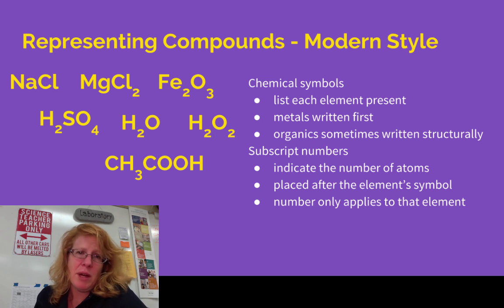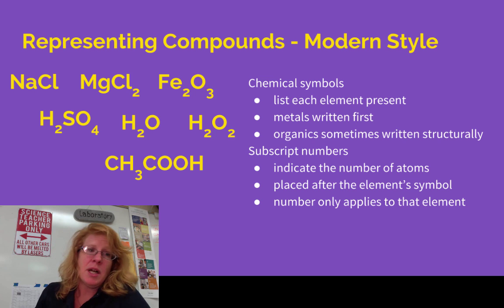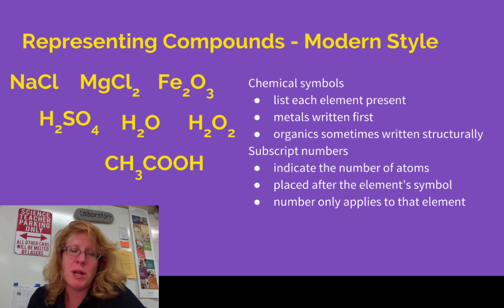So when writing the formula for a compound like water, H2O, you always list the elements that are present in there. H is the symbol for hydrogen, O is the symbol for oxygen. So you list each element that's present. Typically, if there's a metal present, the metal will always go first. That's not 100% of the time, but if you're starting to write formulas, that's a good place to start.